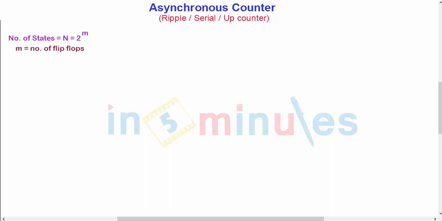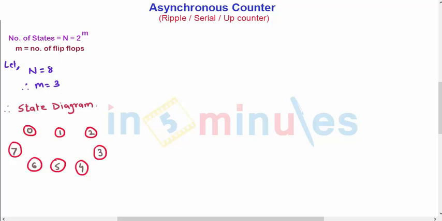The very first part, the number of states given to you will be equal to 2 raised to m, where m stands for the number of flip-flops required to design the asynchronous counter. Let us say in this case the number of states is equal to 8, so if you calculate, m is equal to 3, therefore 3 flip-flops will be required. So if 3 flip-flops are required and the number of states is 8, let me assign the states as 0 to 7. So here you can say clearly that there are 8 states starting from 0 to 7.